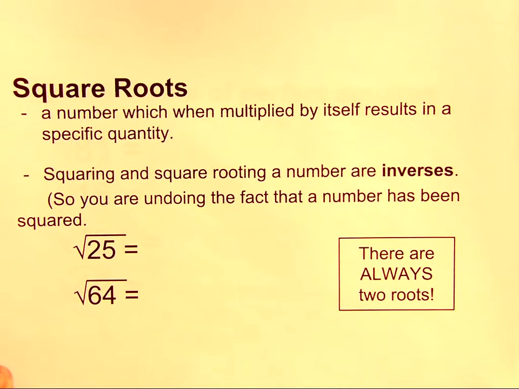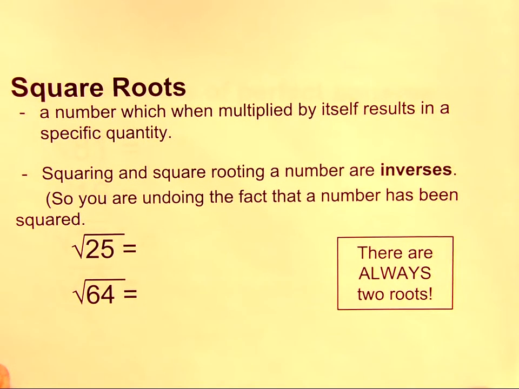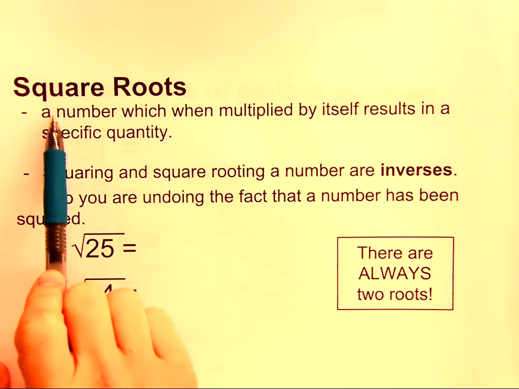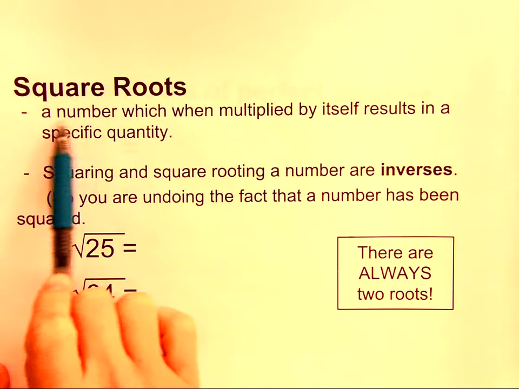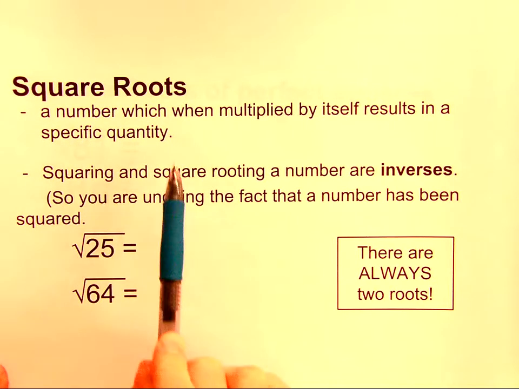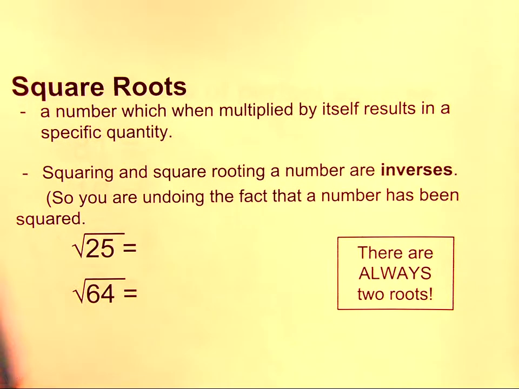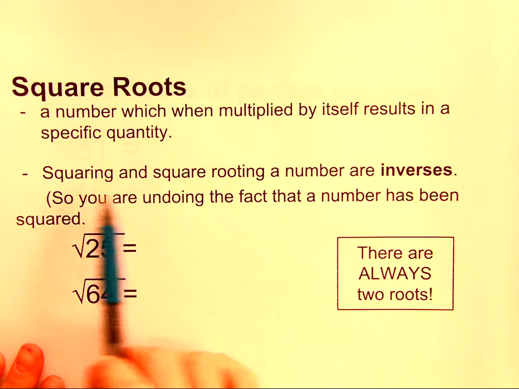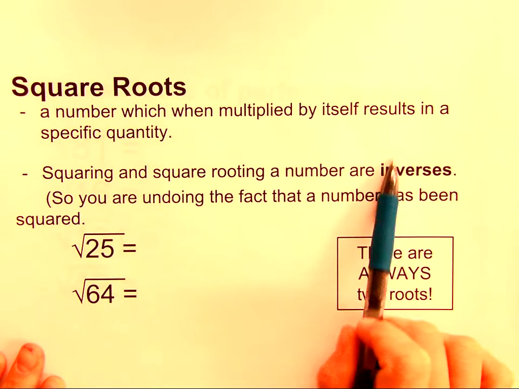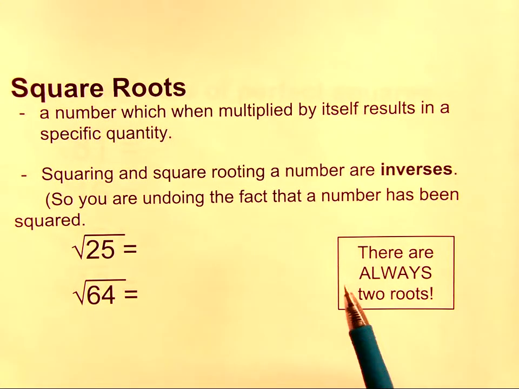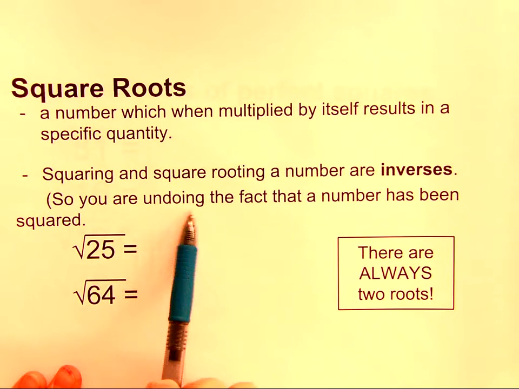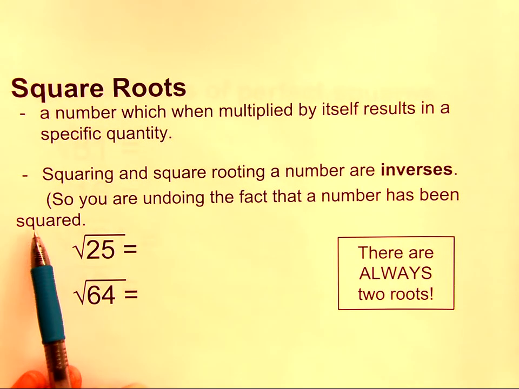Okay, so square roots basically undo squaring. They're the opposite. So the definition is a number which when multiplied by itself results in a specific quantity. That quantity is what you're taking the root of. You're trying to figure out what is that number that multiplies to get that quantity. So squaring a number and square rooting a number, those are inverses. Just like multiplication and division are inverses, squaring and square rooting are inverses. So again, you're undoing the fact that a number has been squared.